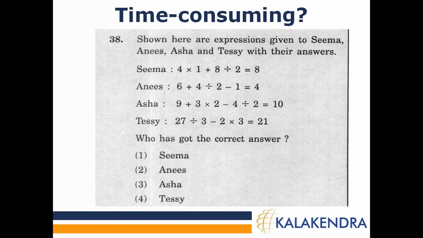But if you look at this question, it's so simple, because it's the first option which is the correct one. So who's got the correct answer I need to find out. If I'm looking at Seema, it's 4 plus 4, which is equal to 8, and that's correct. And then I forget about Anis, Asha, Tessie. I don't really need to bother about it, because Seema has got the correct answer, and I know there's only one correct answer for this question.